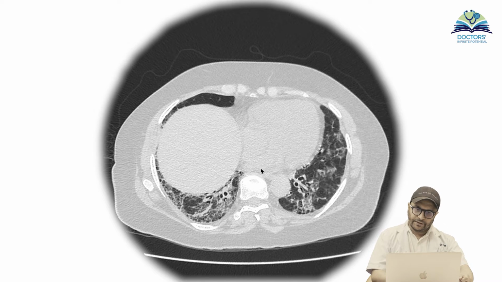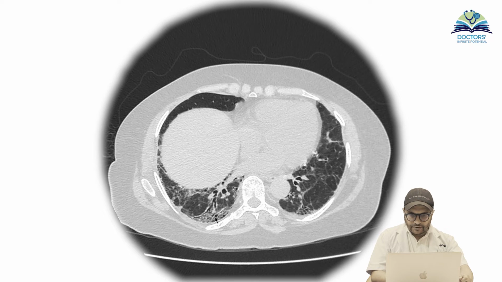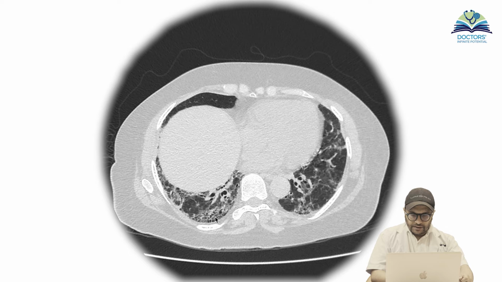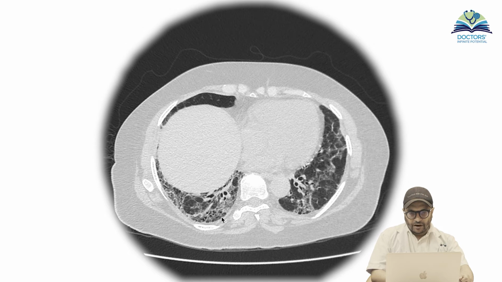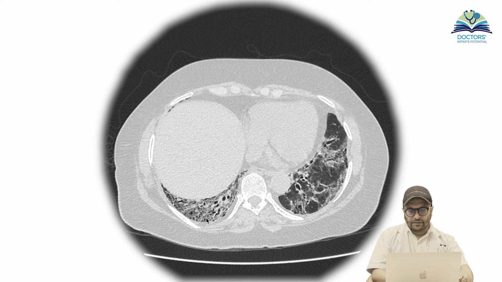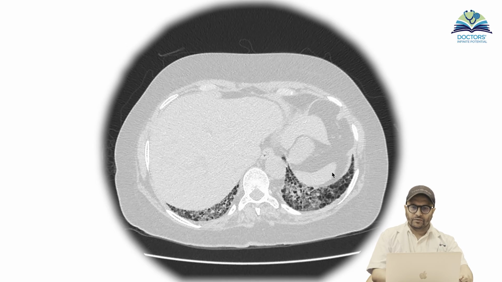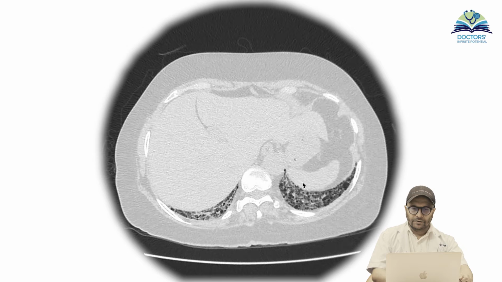This is reticulation. There are also multiple cystic spaces stacked upon each other in the peripheral and subpleural region, giving a honeycombing appearance. So this is the honeycombing. These are the honeycombing in the bilateral lower lobes, predominantly in the bilateral lower lobes.